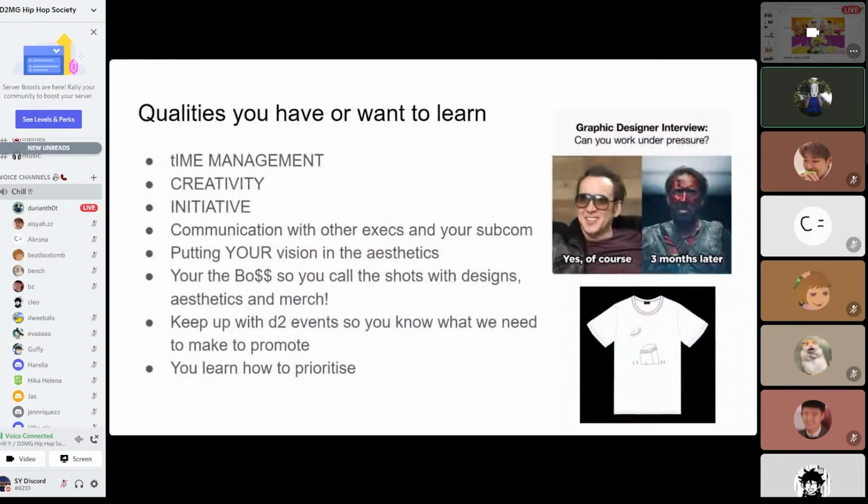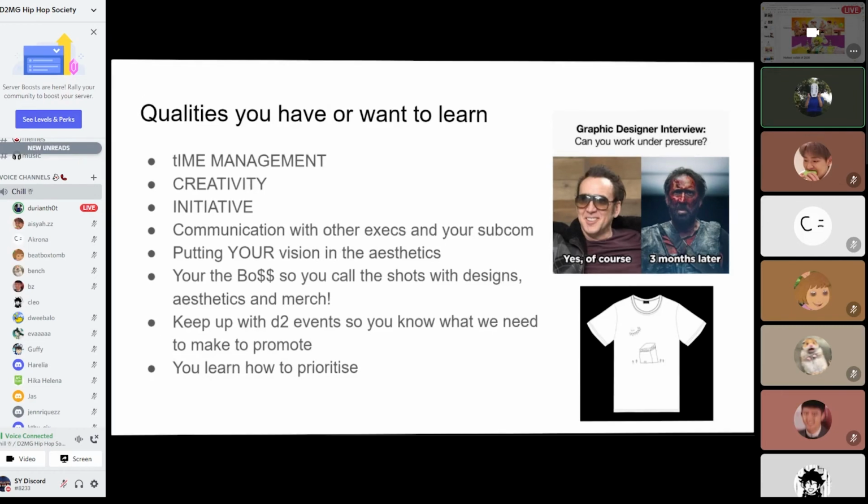And so here are some of the qualities you will need or want to learn and develop. Like time management, creativity, initiative, communicating with other execs and your subcom, and putting your vision into the aesthetics. And so you're the boss of all the designs and stuff. So you call the shots with designs, aesthetics, and merch. And you need to keep up with D2 events because you need to make all the graphics for it. And you need to learn how to prioritize stuff in your life because there's quite a lot of work to do with making lots of graphics for D2.